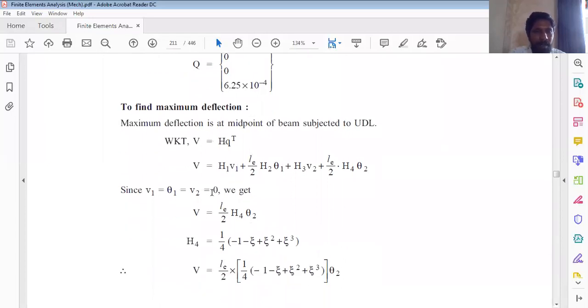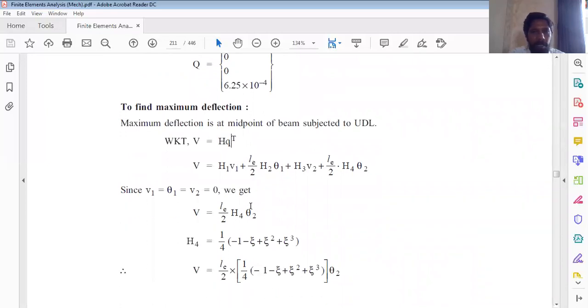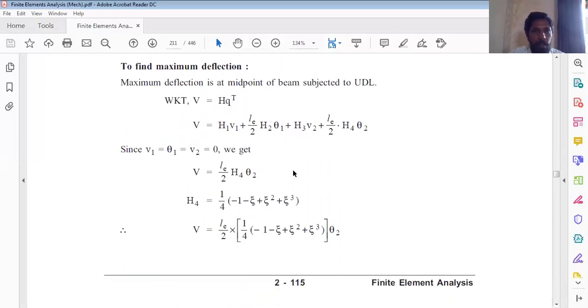So to find the maximum deflection, we know that V is equal to H into Q, where V is the field variable, H is the matrix of shape functions, and Q is the displacement vector corresponding to the beam element. We also know that this field variable can be expressed as H1 V1 plus LE by 2 H2 theta 1 plus H3 V2 plus LE by 2 H4 theta 2. And we know that V1 is 0, theta 1 is 0, V2 is 0. So the field variable V is just equal to LE by 2 H4 into theta 2. And H4 is given by 1 by 4 into minus 1 minus zeta plus zeta square plus zeta cube.